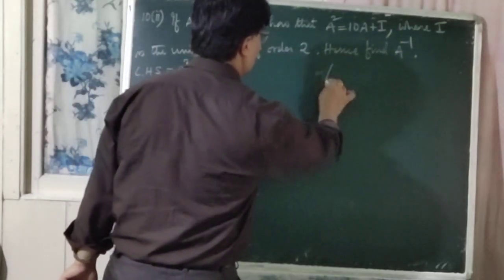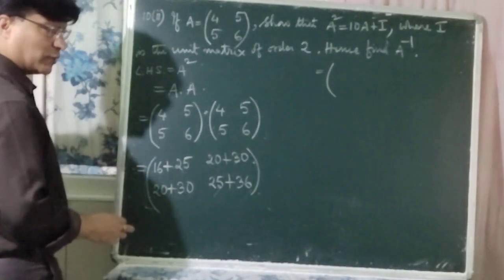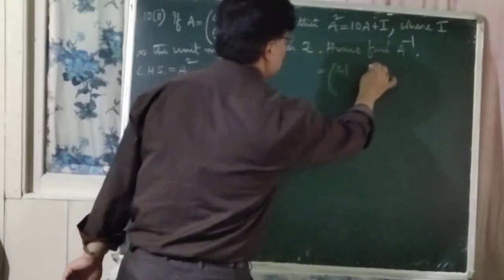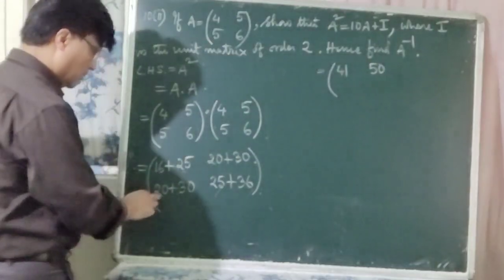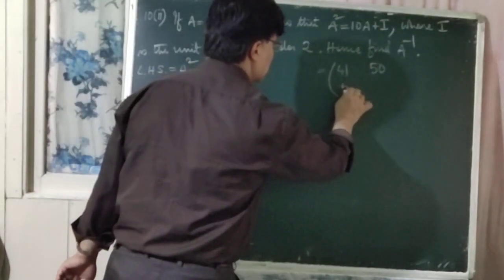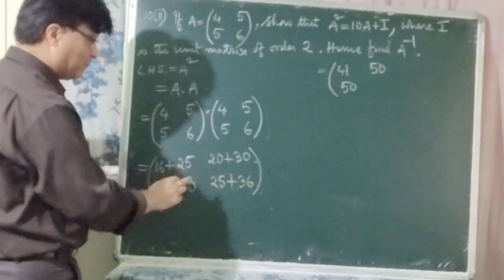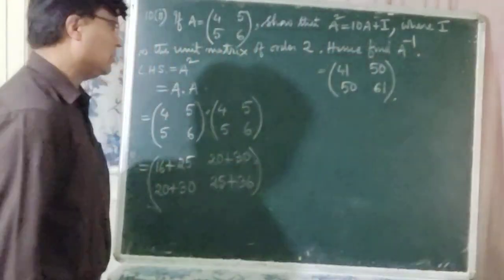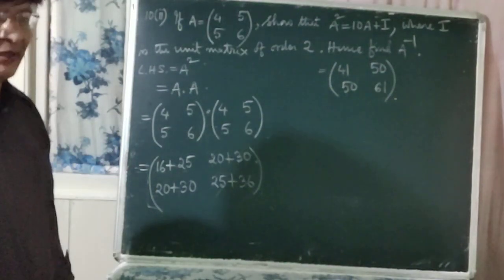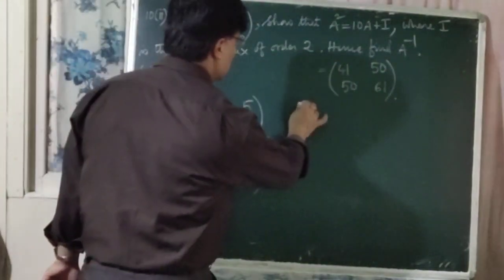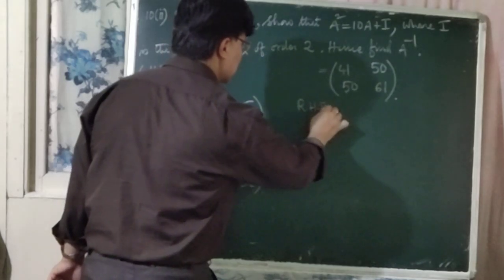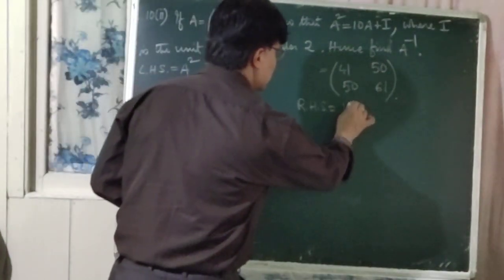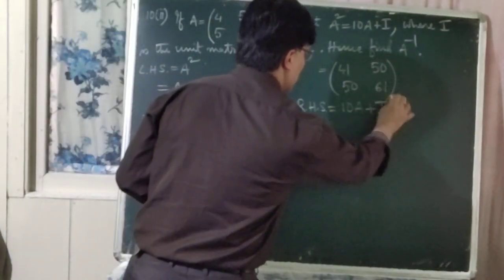So which is equal to, what is it now? 16 plus 25, 41. Next, 20 plus 30, that is 50. Again 20 plus 30, that is also 50. And 25 plus 36, that is 61. So we got the left hand side. Now let us find out the right hand side. So what is the right hand side here? It is 10A plus I.